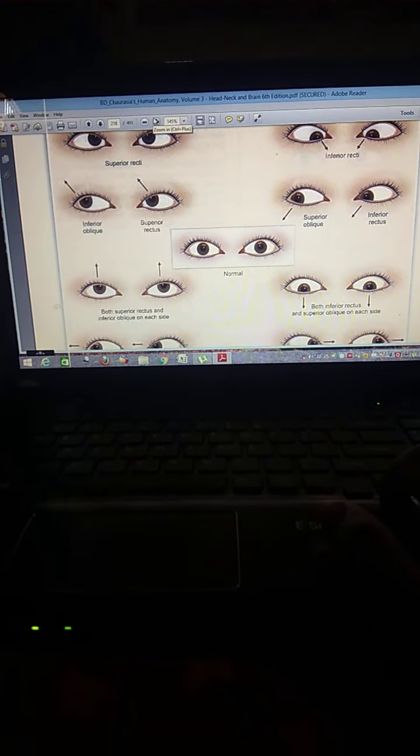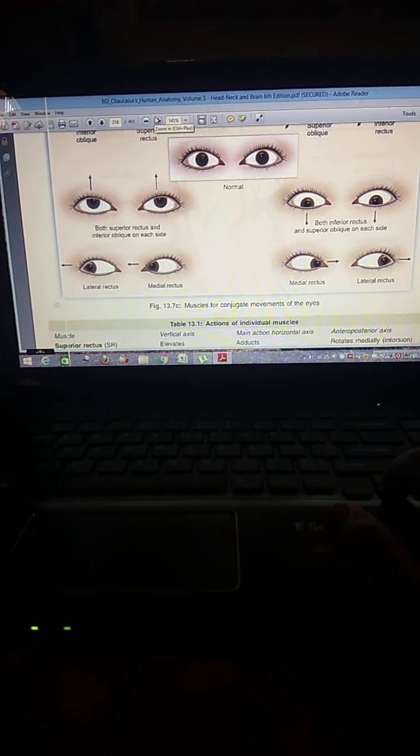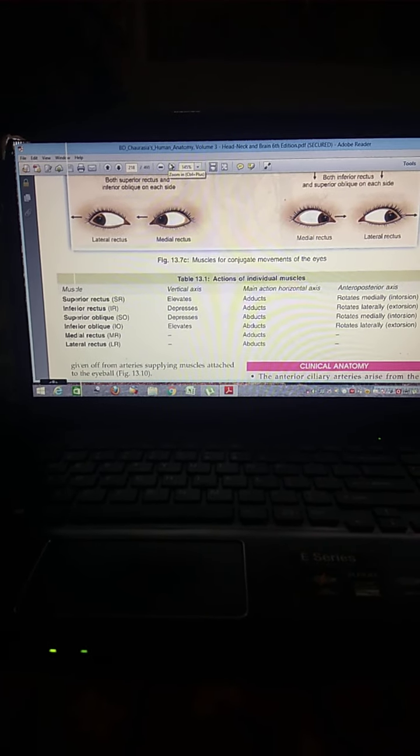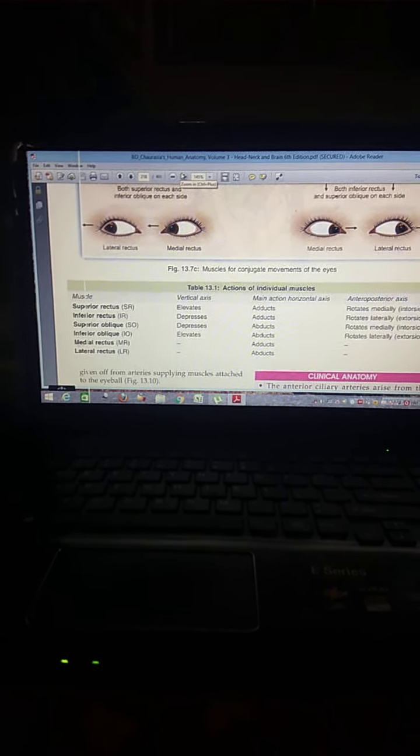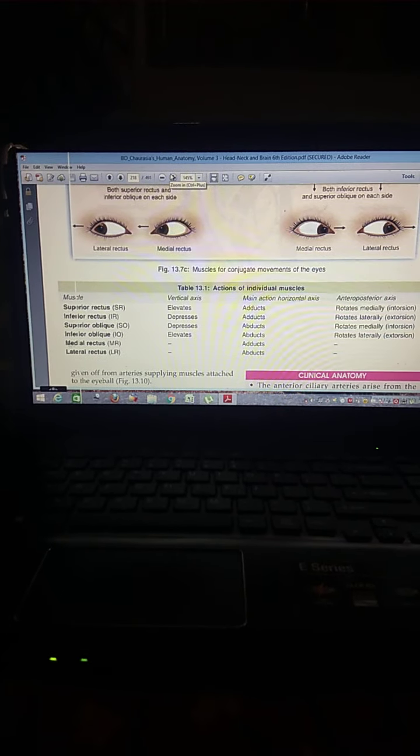Here is the figure of the muscles of the movements of the eyes. Here is the table of the individual muscles' actions: muscles on the vertical axis, main action on the horizontal axis, and the anteroposterior axis.